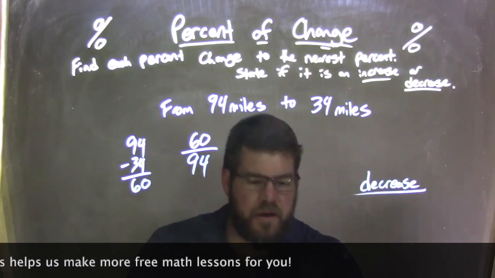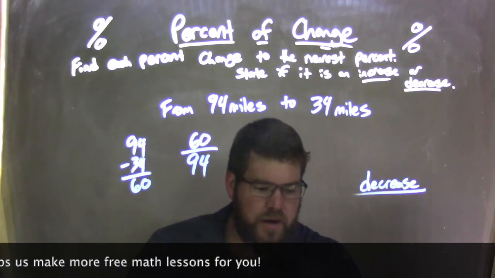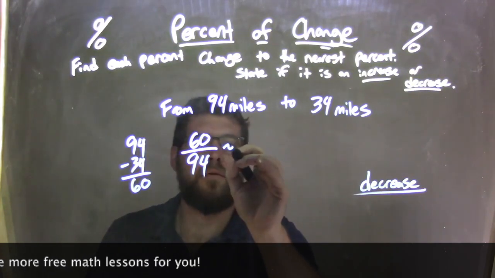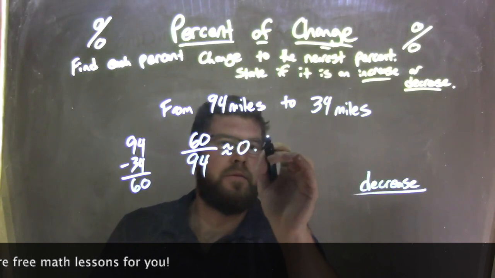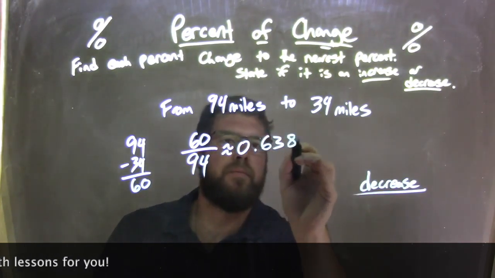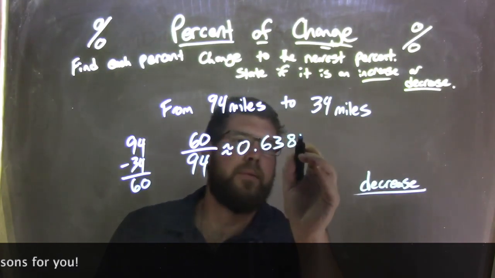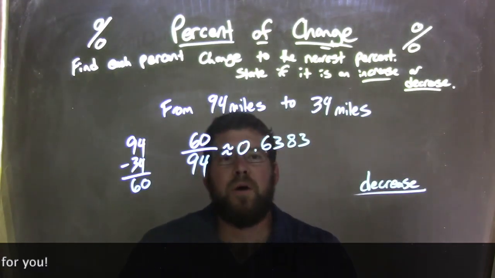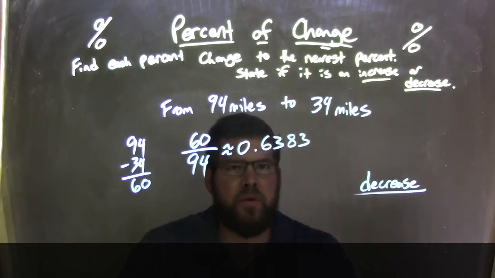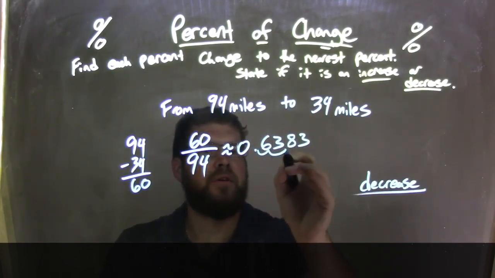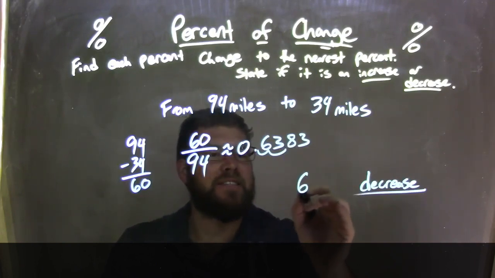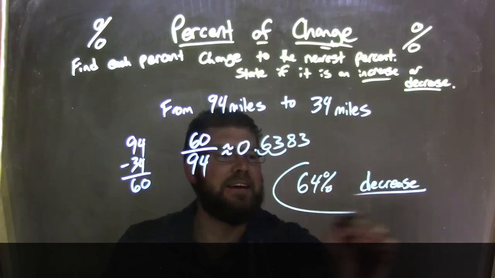So using our calculator, we take that 60 divided by 94, and we have approximately 0.6382 and it rounds, okay? So we have approximately 0.6383. Well, I need to write that as a percent. Percent moves us over 2 units. We round from there. 8 causes that 3 to go up to 4. So we have actually a 64% decrease.